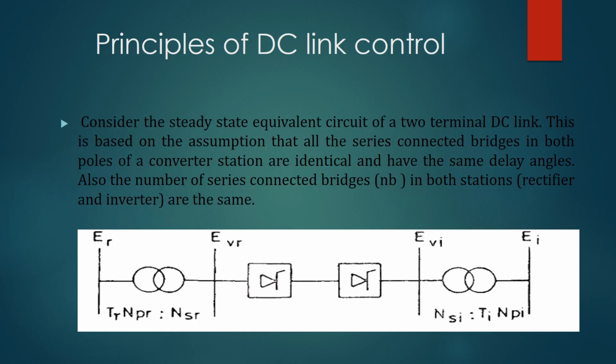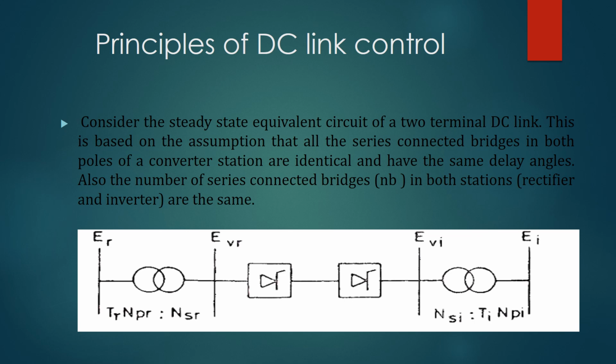So consider the steady state equivalent circuit of two-terminal DC link. This is based on assumptions that all series connected bridges in both poles of converter station are identical. Usually, whenever you go for DC transmission, both the rectifying and the inverting station converters are identical. They are similar to each other and have same delay angles. Also, the number of series connected bridges NB in both stations are same.